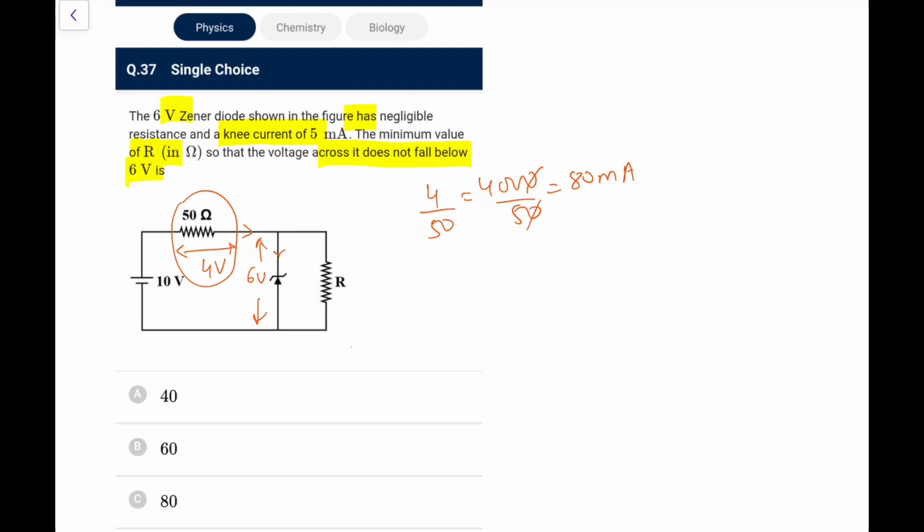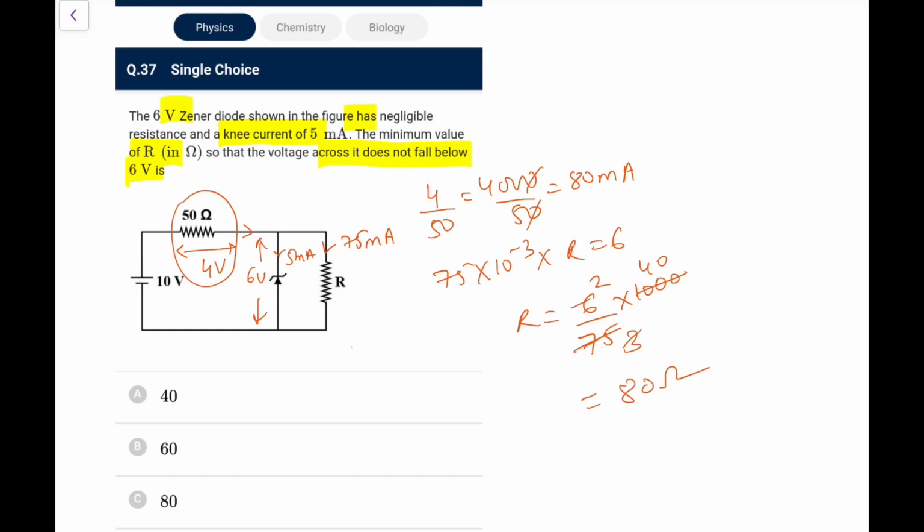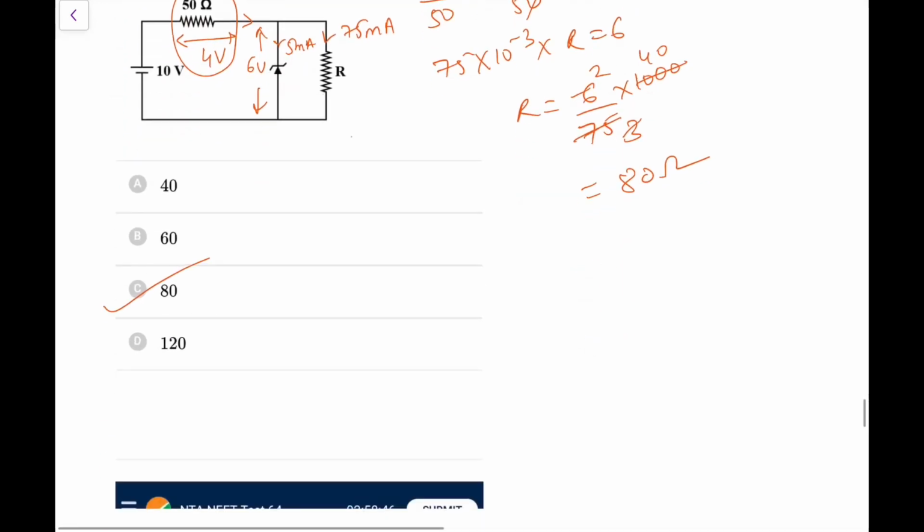Now it will have a knee current of 5 milliampere, that means 75 milliampere goes through this. So 75 into 10 raised to power minus 3 into R should be equal to 6. So R should be 6 upon 75 into 10 to the power minus 3. Doing this, that is 80 ohms, that is the value that I am getting. So option C is the appropriate one.